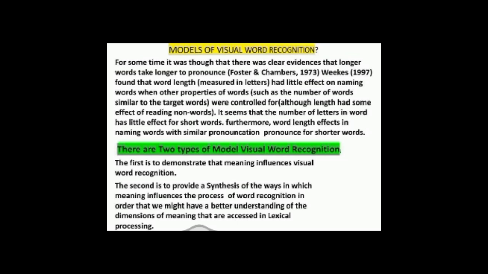There are two types of model of visual word recognition. The first is to demonstrate that meaning influences visual word recognition. The second is to provide a synthesis of ways in which meaning influences the processes of word recognition, in order that we might have a better understanding of the dimensions of meaning that are assessed in lexical processing. For example, some patients who show a deficit in recognizing printed words can nonetheless recognize spoken words, whereas other patients show the reverse situation.